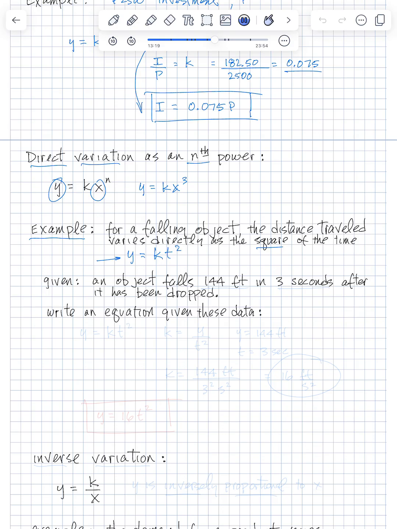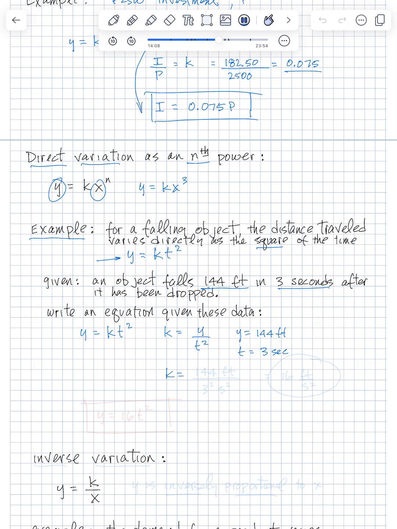Here's what we're given. An object falls 144 feet in 3 seconds after it's been dropped. I want to write an equation given these data. So we're going to start off with the general equation, y is equal to kt squared. Now we're going to fill in the blanks. Well, we want to solve for k, so let's go ahead and do that first before we put numbers in. K is equal to y over t squared. And we're given that y is 144 feet, and the time is 3 seconds, so t equals 3 seconds. So we just put that into our formula.